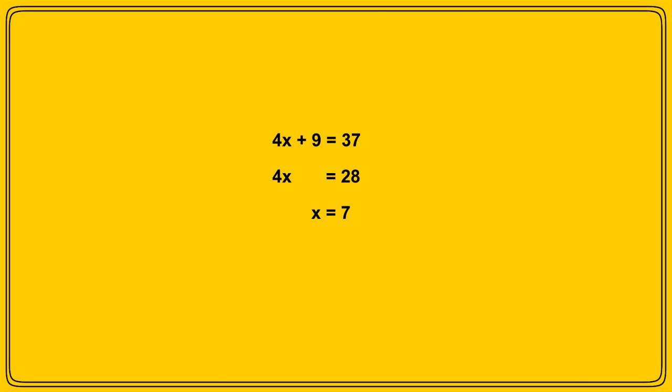Now, a lot of people are never quite sure what to do first. Going back to the equation 4x plus 9 equals 37, should they divide by 4 first, or should they subtract the 9 first? Well, it's easy to work out if you think of the equation like pass the parcel. Do you remember that game you probably played as a child?